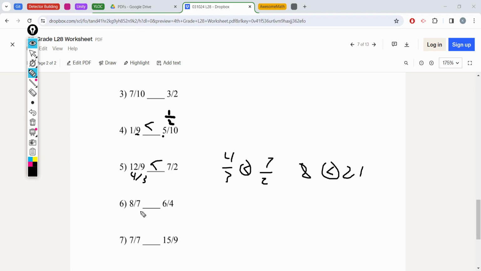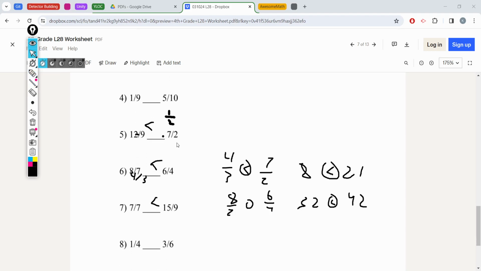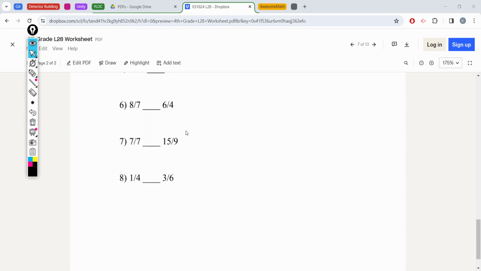For the next problem, we have 8/7 and 6/4. We'll once again cross multiply. We get 32 and 42, so it's once again less than. Next, we have 7/7 and 15/9. So 7/7 is equal to 1. And 15/9, well, 15 is greater than 9, isn't it? So we know that this is greater than 1. And since this is 1, we know that it's less than.